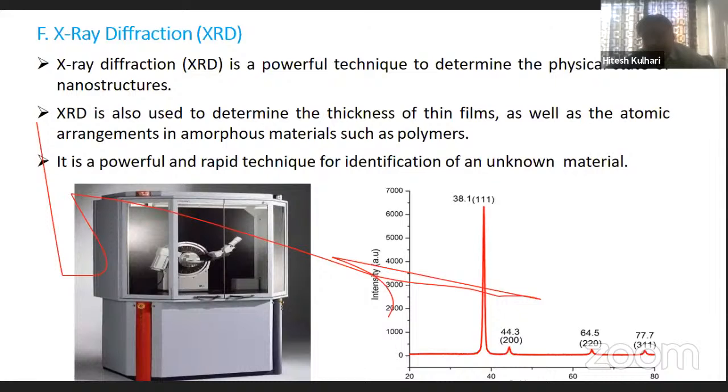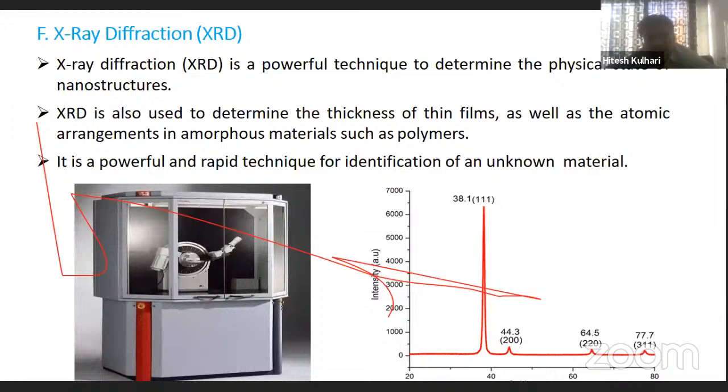If we are getting sharp peaks, that will indicate the crystalline nature of the material. Otherwise, if the material is amorphous in nature, we will not get sharp peaks. We will get a hump-like spectrum. Using this technique, we can also determine an unknown material because every material has a specific signature. So you can say XRD works like a fingerprint for materials.